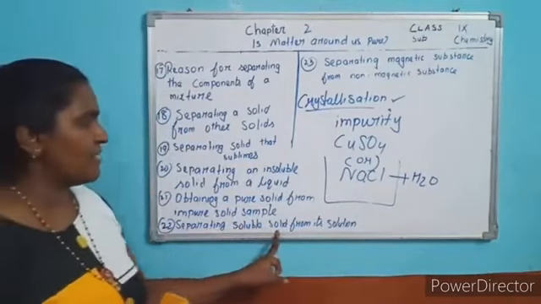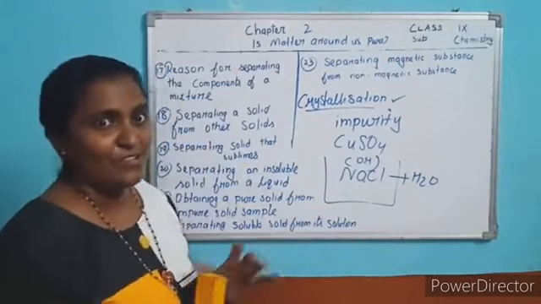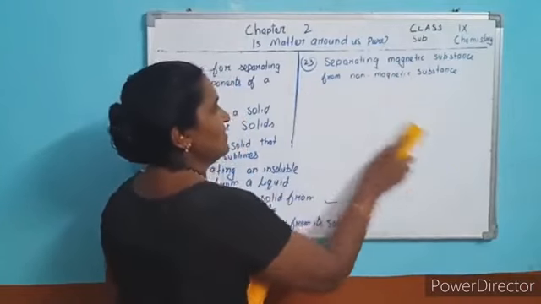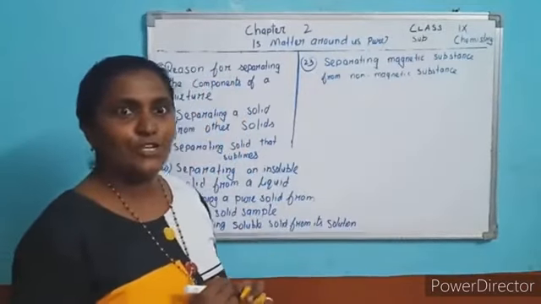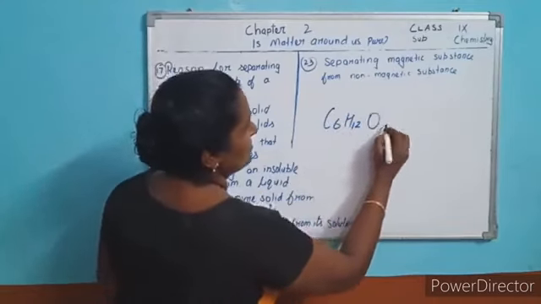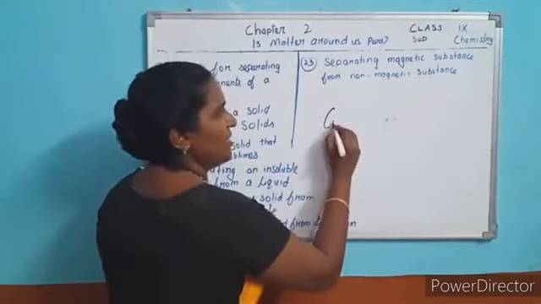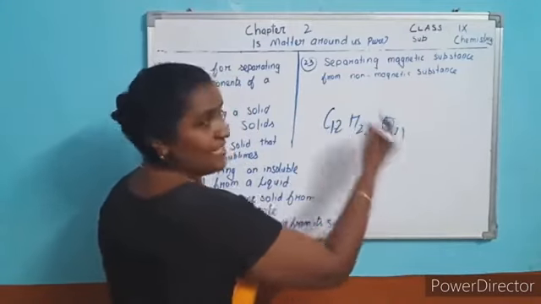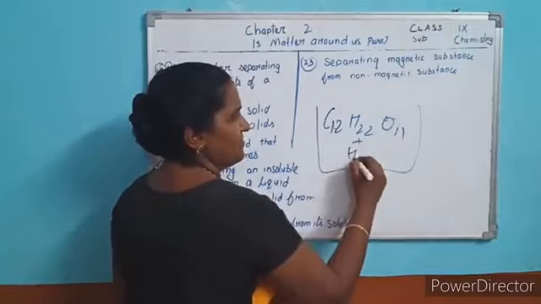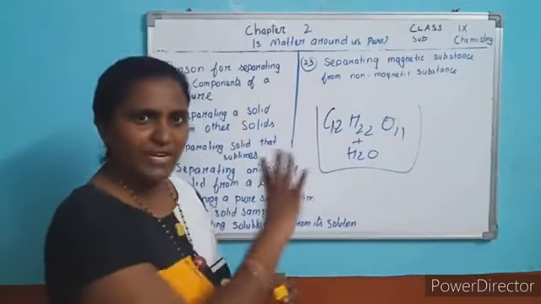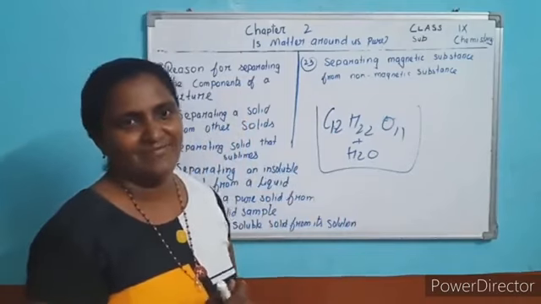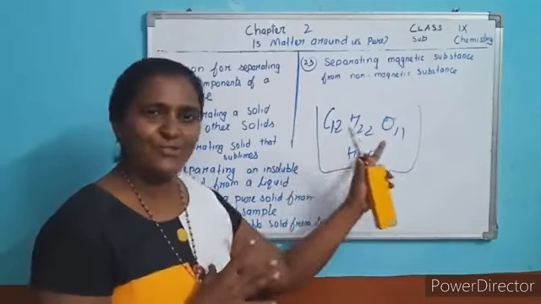How to separate a soluble solid from its solution? Take a sugar solution. Sugar formula, or you can take glucose. Sugar solution you take. You want to separate sugar from the solution. How will you separate? Evaporation is a method which helps you to separate the sugar.